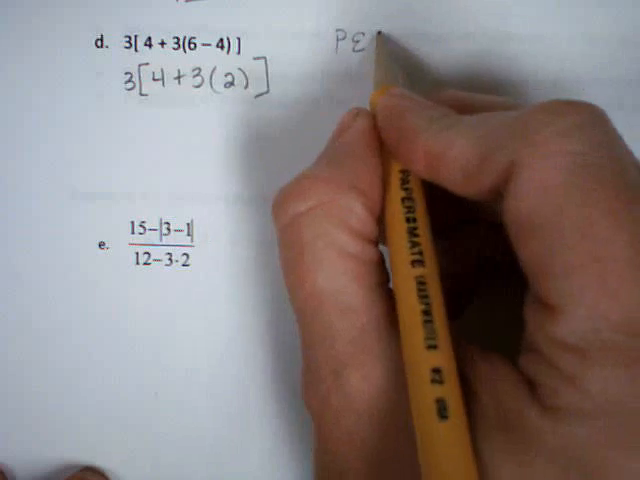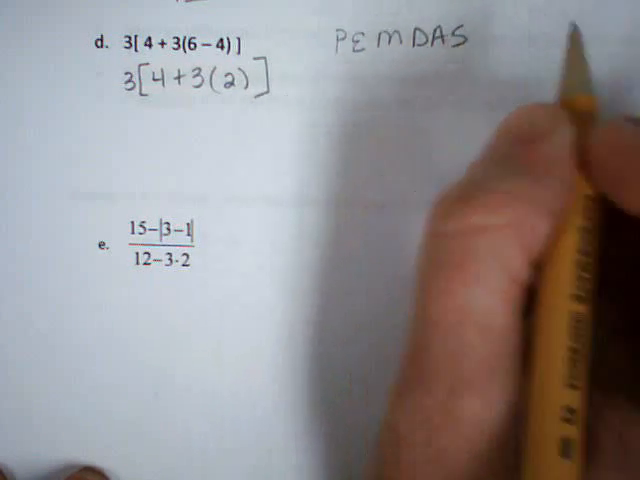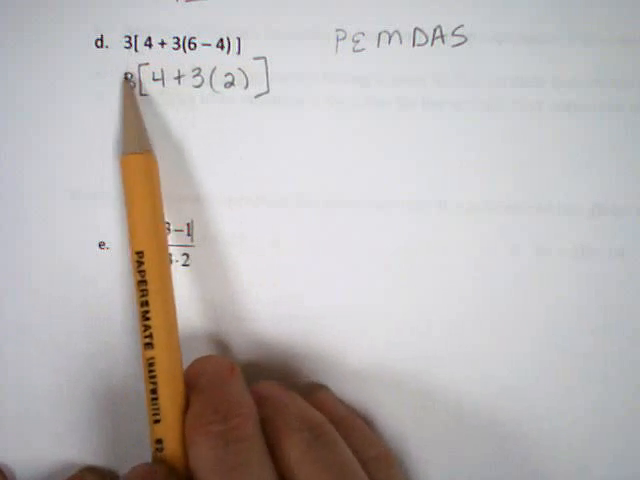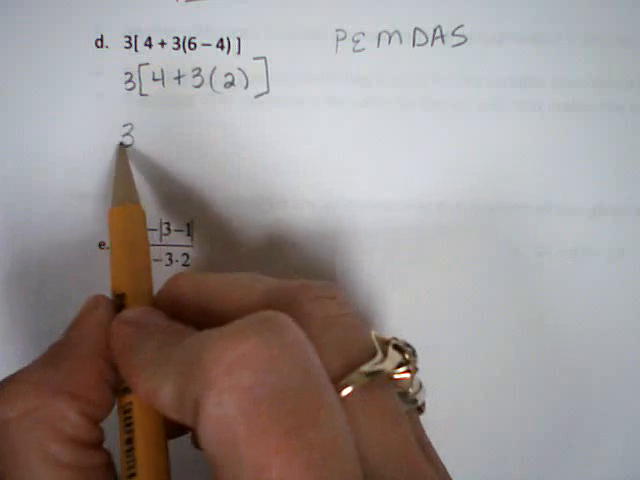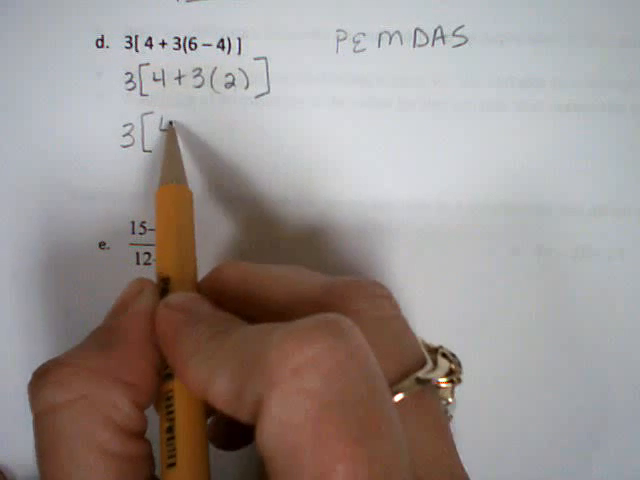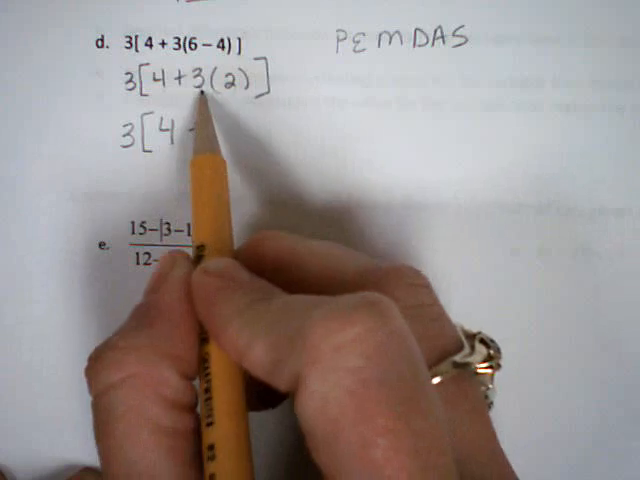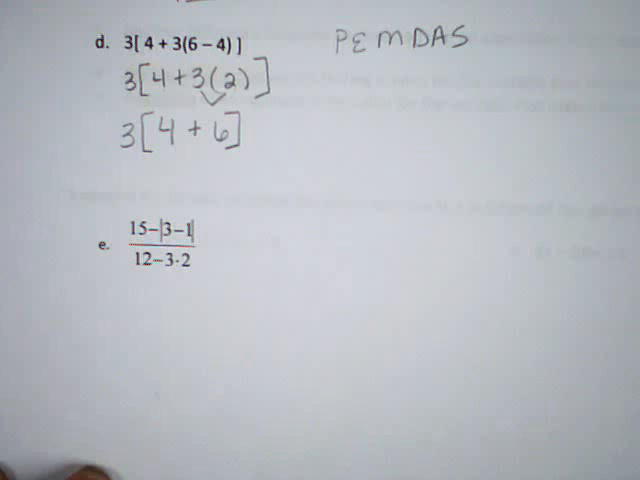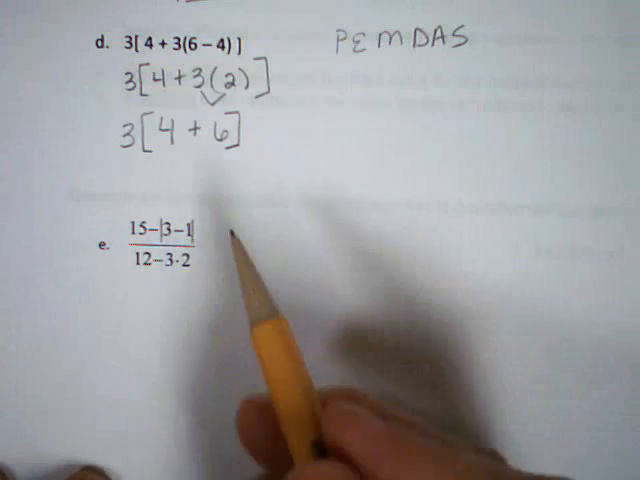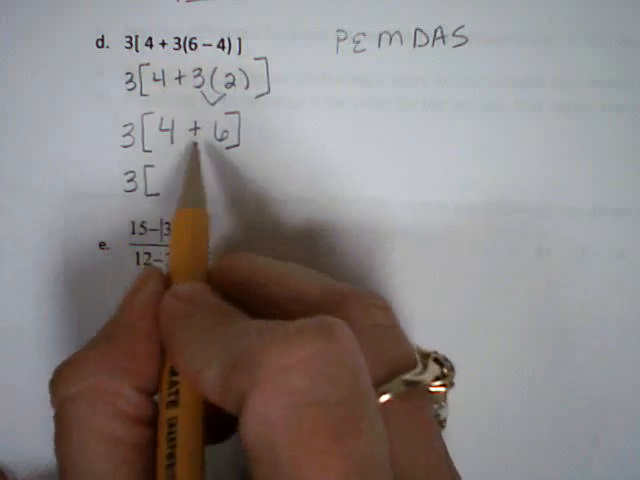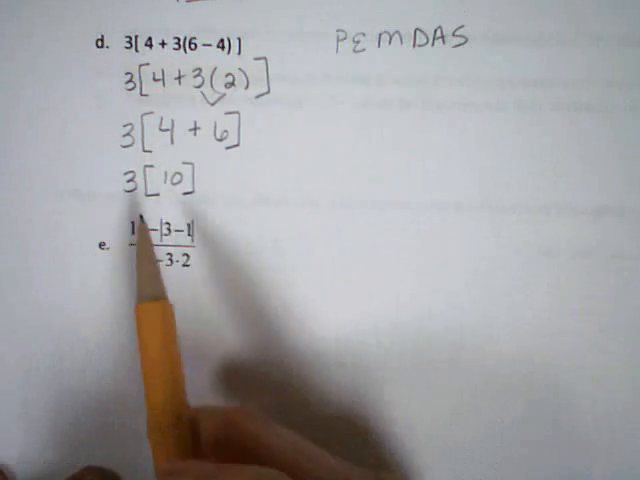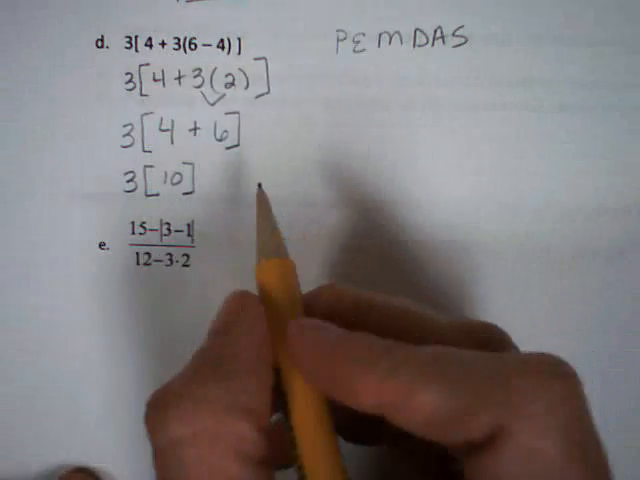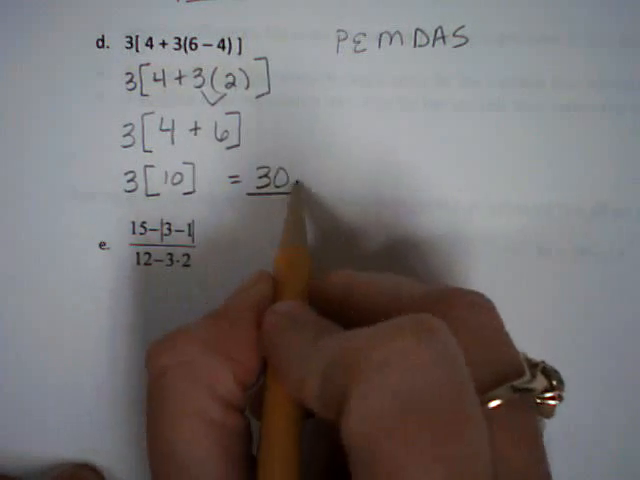We don't have any exponents, multiplication and division, then addition and subtraction. So I would have to do multiplication next, that is within this bracket. Bring down the 3, bring down the bracket, bring down the 4, plus 3 times 2 is 6, close the bracket. I still have a grouping symbol, I still have a bracket. So 4 plus 6 would be 10. Again, no symbol between the number and the opening of the bracket means multiplication. So 3 times 10 would be 30.